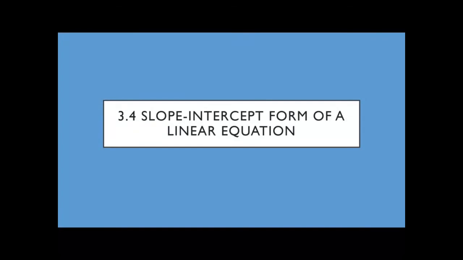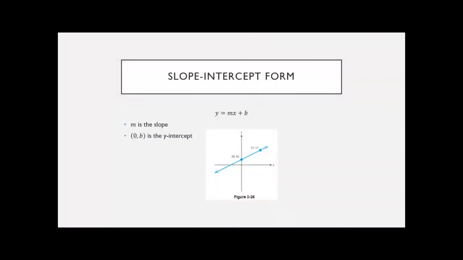Okay, so this week's lesson is on 3.4, which is slope-intercept form of a linear equation. We're going to start with what slope-intercept form is, and that is the equation y equals mx plus b, where m is your slope. We learned in 3.3 what the symbol for slope is. And then (0, b) is the y-intercept.